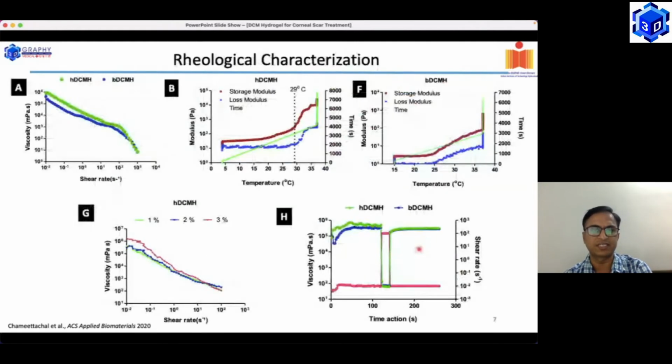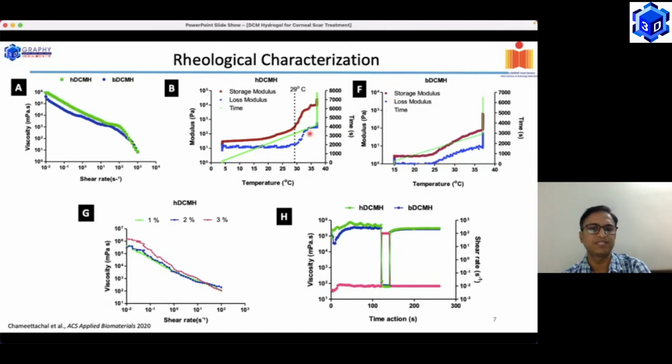The next thing we studied, because our interest is to bioprint them, is rheological characterization, which is an important step towards that. We characterized the hydrogel prepared from this decellularized cornea matrix, and we can see that both these hydrogels behave like a shear thinning material, and that is required for bioprinting, especially for extrusion based bioprinting.